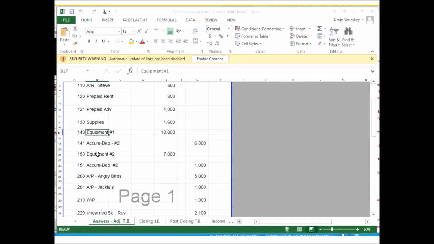I got my larger items, equipment. You don't have to worry about this accumulated depreciation quite yet. We're going to get to that in a couple of weeks.